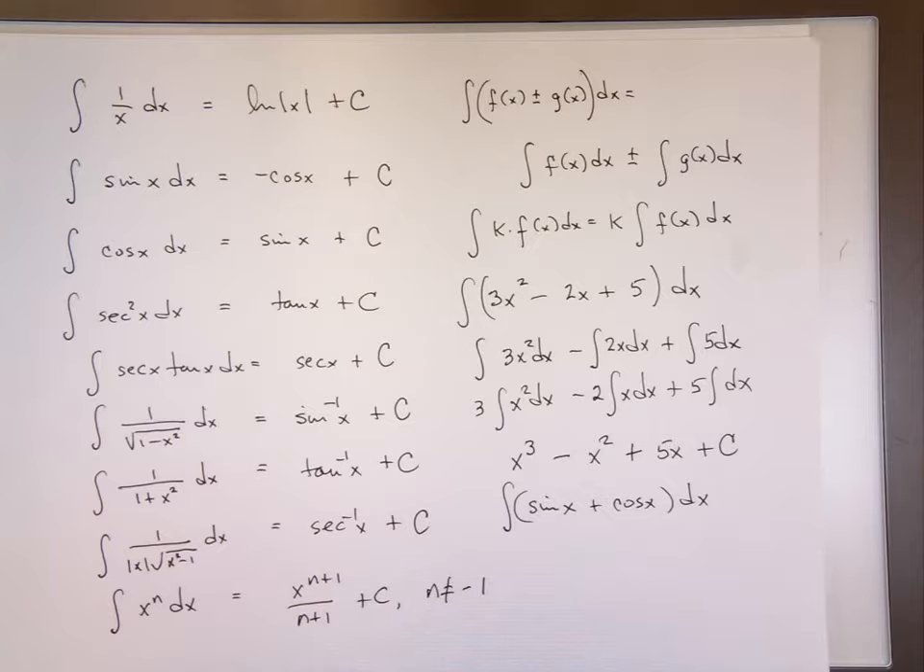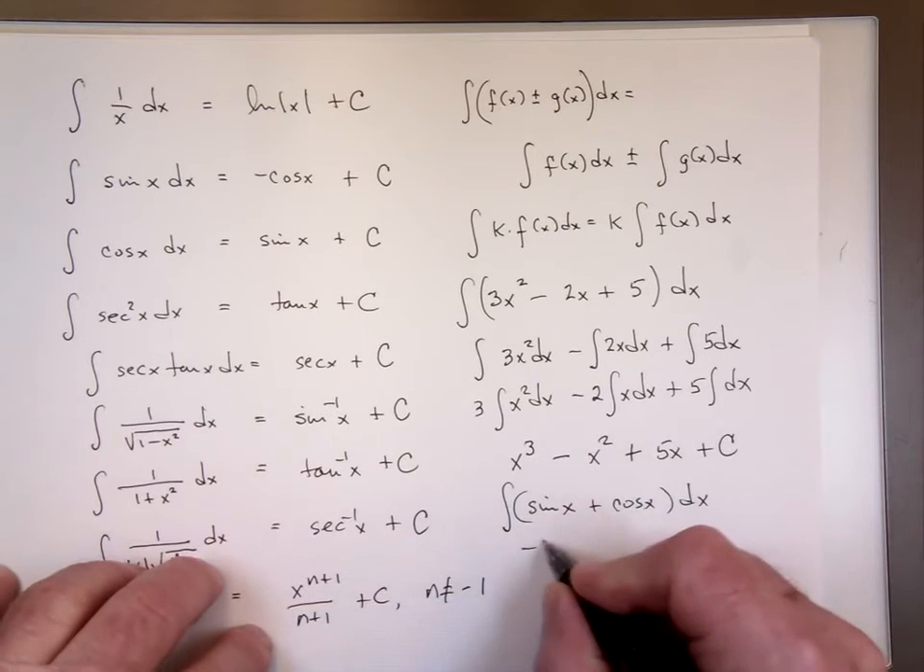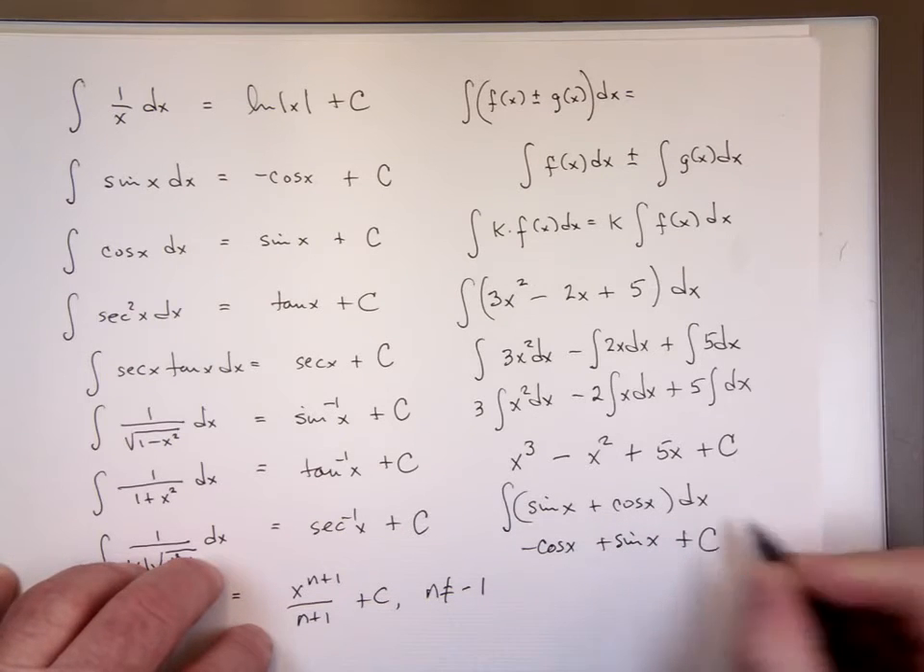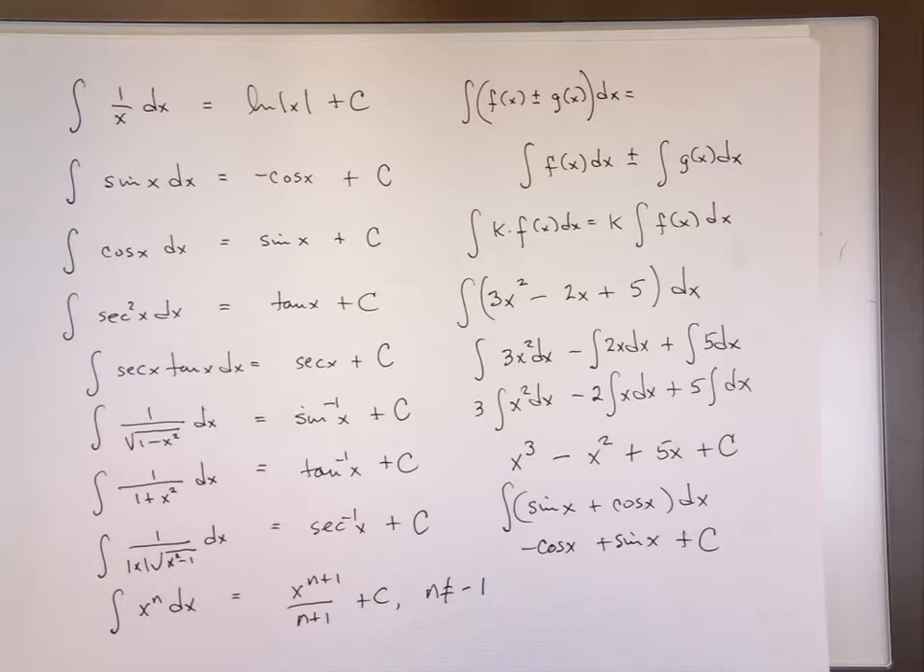Okay, what do you get here? Negative cosine plus n. Very nice. Plus c. Good deal. Okay, nice. Any questions on that?